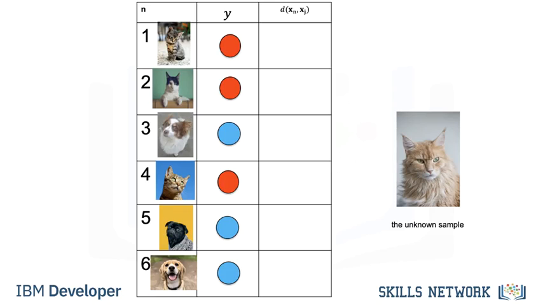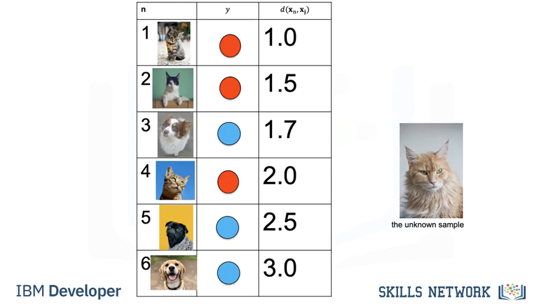Let's put the images in a table where each row is a sample. The second column is a class. The final column is the distance from each sample to the unknown point. We will use the distance to predict the label of the unknown class. As this is a guess or prediction of the class, we use y hat. The hat means it's an estimate.